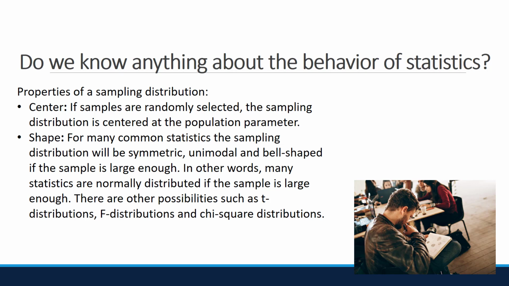Properties of sampling distribution. Center. If samples are randomly selected, the sampling distribution is centered at the population parameter. Shape. For many common statistics, the sampling distribution will be symmetric, unimodal, and bell-shaped if the sample is large enough. In other words, many statistics are normally distributed if the sample is large enough. There are other possibilities such as t-distributions, f-distributions, and chi-square distributions. We will look at these in later modules.